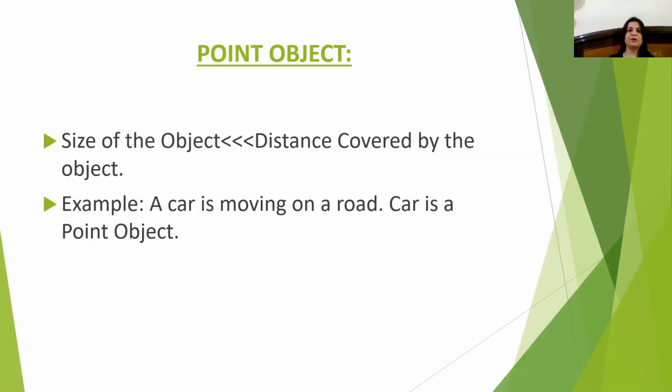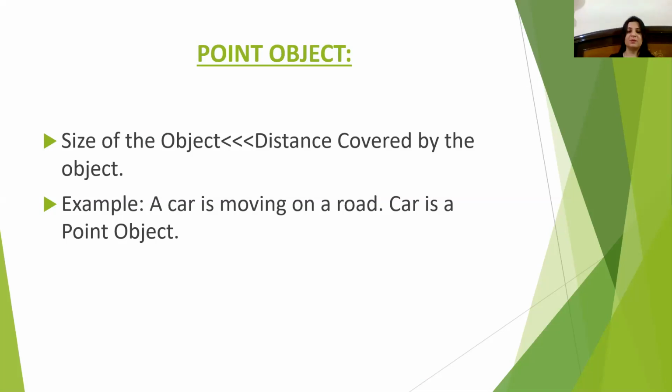Our next point is point object. If the size of the object is smaller than the distance covered by the object, we call the object a point object. For example, a car is moving on the road. It's quite obvious that the size of the car is very, very small compared to the distance covered by the car. So the car is called a point object.